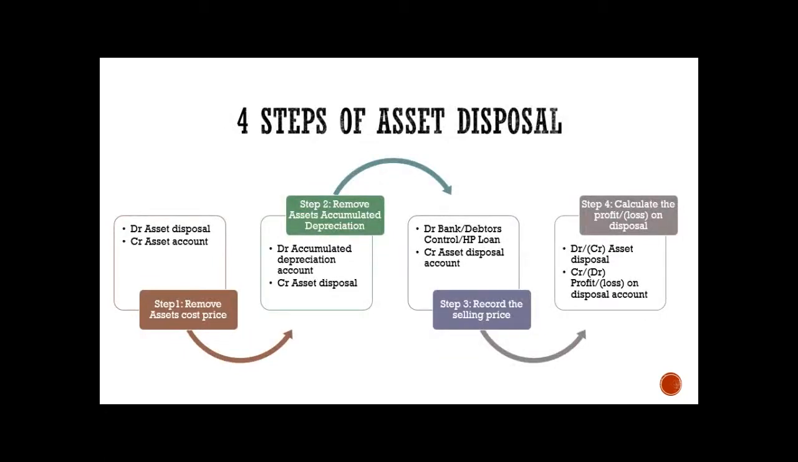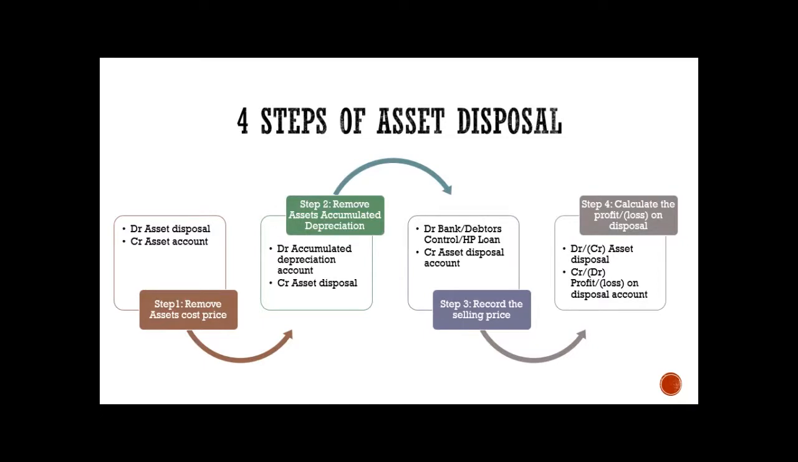Remember the steps of asset disposal. So if they ask you asset disposal, how do we actually get it out of our books? We start off with taking out the cost of the asset and moving it to the asset disposal account. So we debit the asset disposal and we credit our individual asset account. So that is the cost.